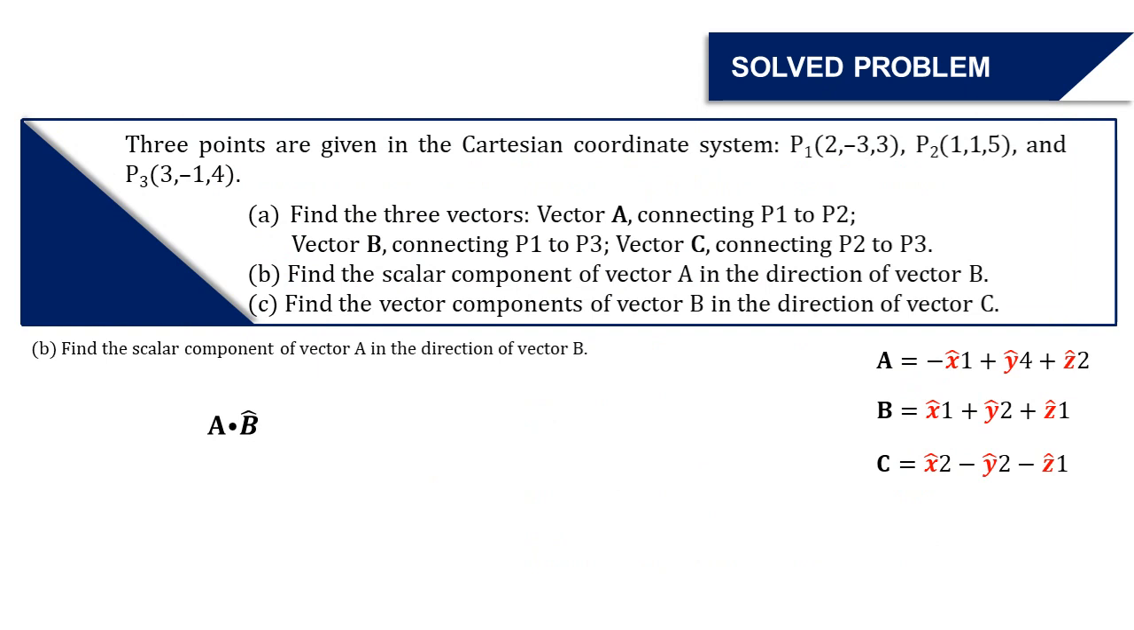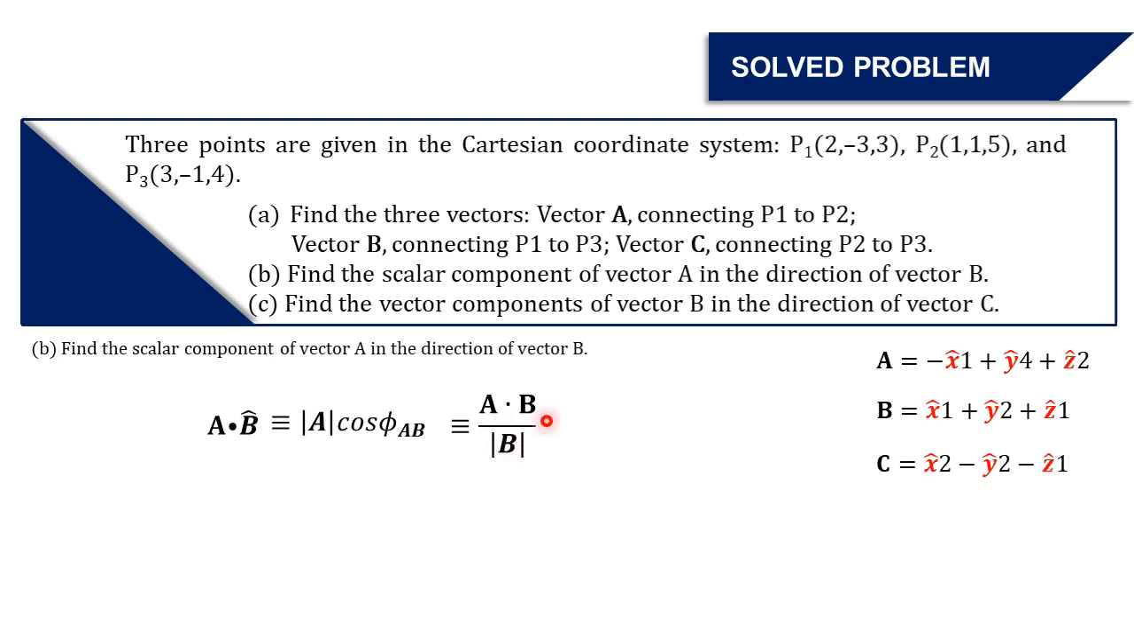So, the scalar component of vector A in the direction of vector B can be written in this form: A dot B hat. It is also equal to the magnitude of A times the cosine of the smaller angle between the two vectors. Yan yung pinakita natin kanina. And it is also equal to A dot B all over the magnitude of B.